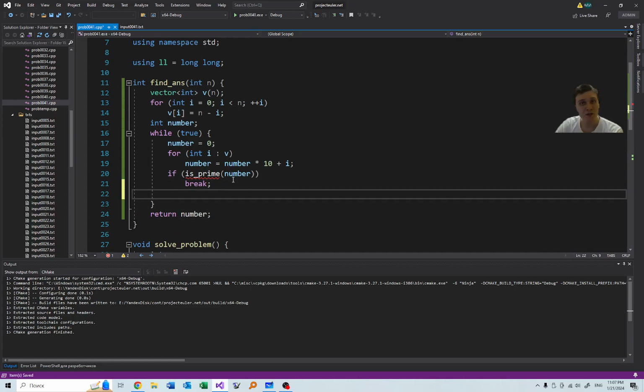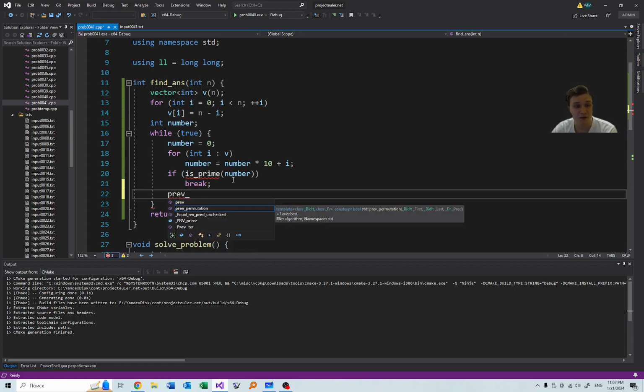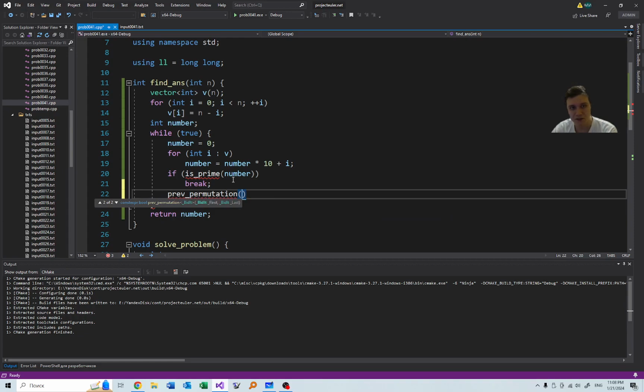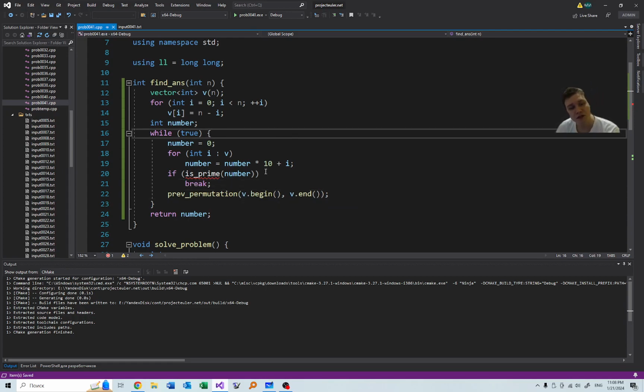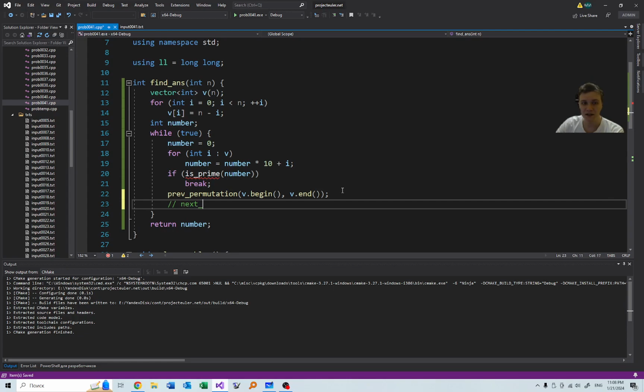And here we need to take the previous permutation. How do we do it? Maybe there is just a function. Yeah, there is a function prev_permutation, and we apply it to v.begin, v.end. The other possible way was next permutation. No, actually, there wasn't such a way in that set. I thought that we could write next_permutation of v.rbegin, v.rend, but it is incorrect.